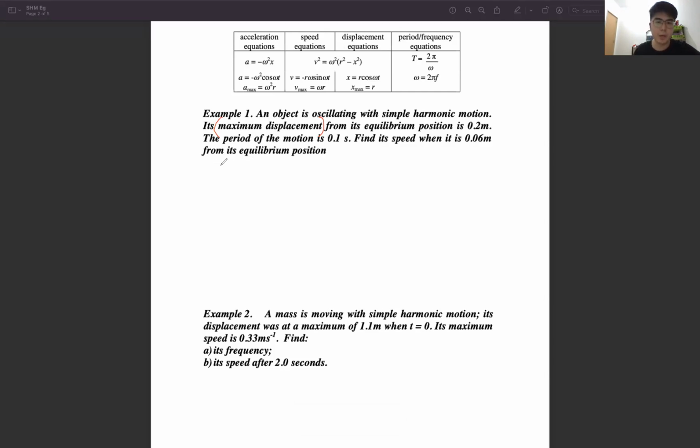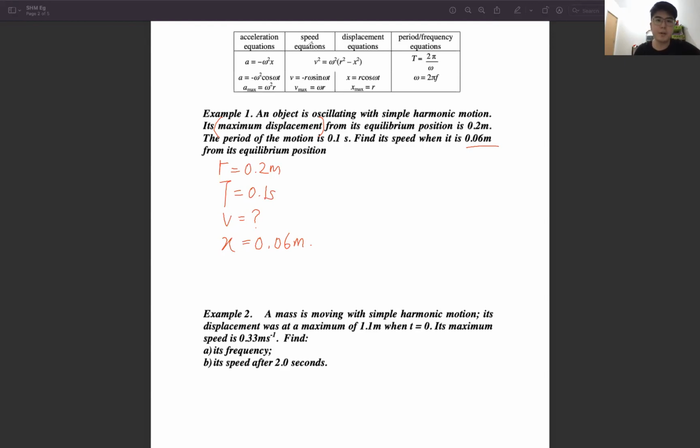Okay, what do we know? R is 0.2, period of motion 0.1 second. Find the speed when it is 0.06 meter from equilibrium position. That means that is the x, 0.06 meter.